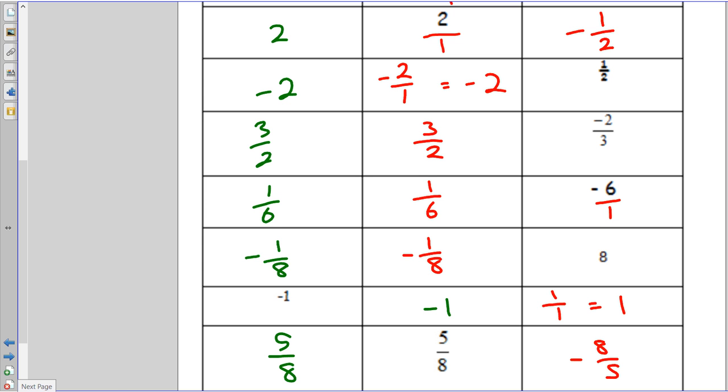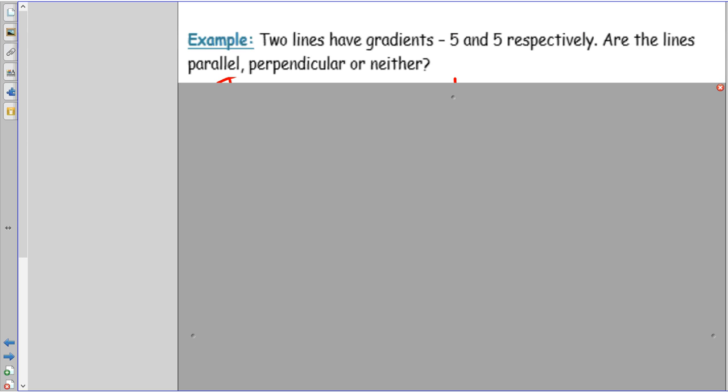Last page for our lesson, I think. Yes, it is. So 2 lines have gradients -5 and 5 respectively. Are the lines parallel, perpendicular, or neither? So it's pretty obvious they're not parallel, because they're not exactly the same. -5 and 5 aren't exactly the same. Are they the negative reciprocal of each other? No, they're not.